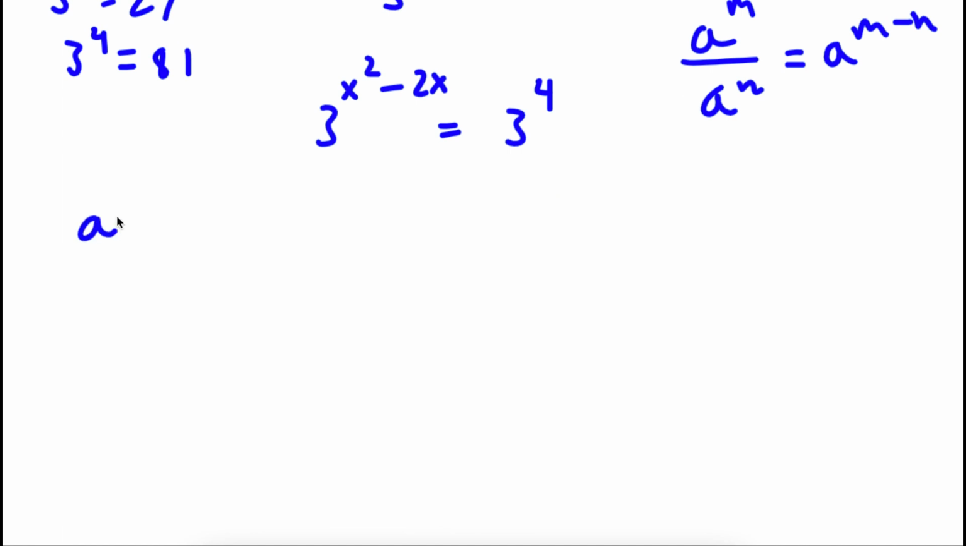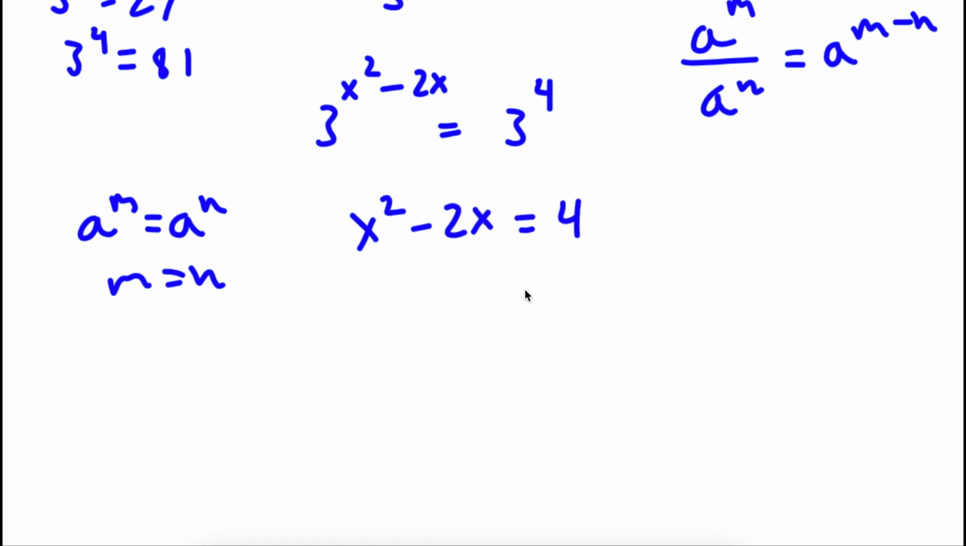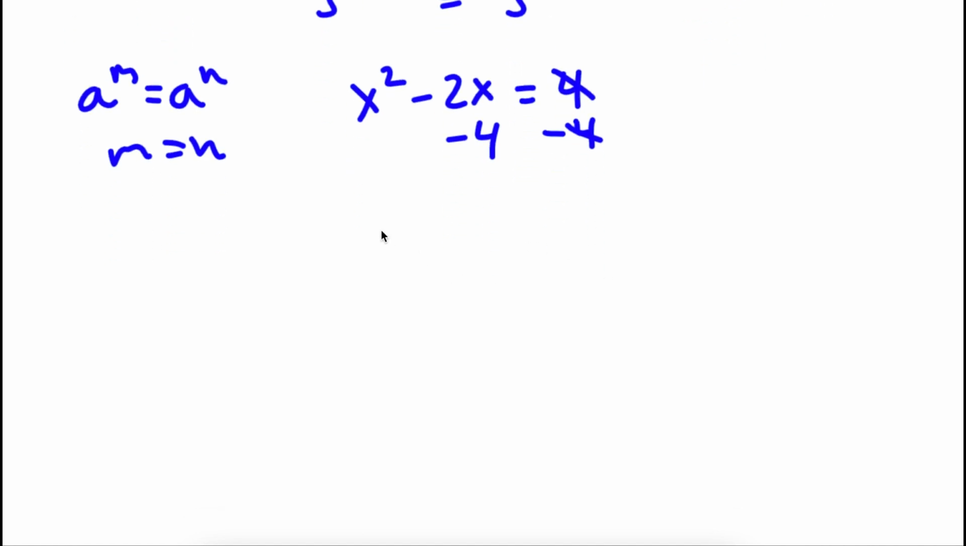Now if I have something in the form a to the power of m is equal to a to the power of n, this means that m is equal to n. So in this case, x squared minus 2x is equal to 4. Now to solve this, all I have to do is subtract 4 on both sides, so these two cancel out, and I'm left with x squared minus 2x minus 4 is equal to 0.